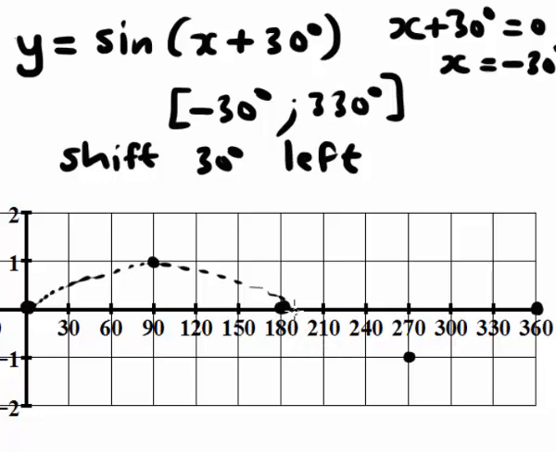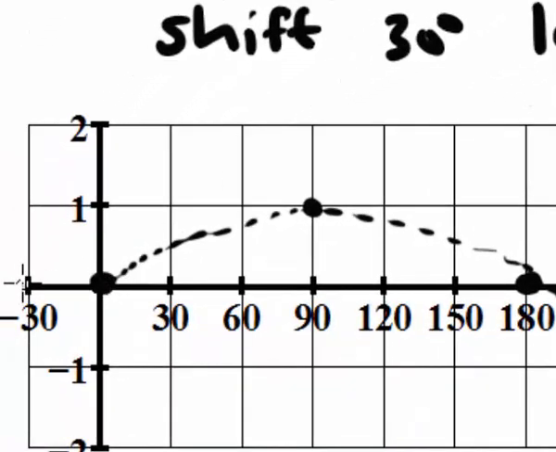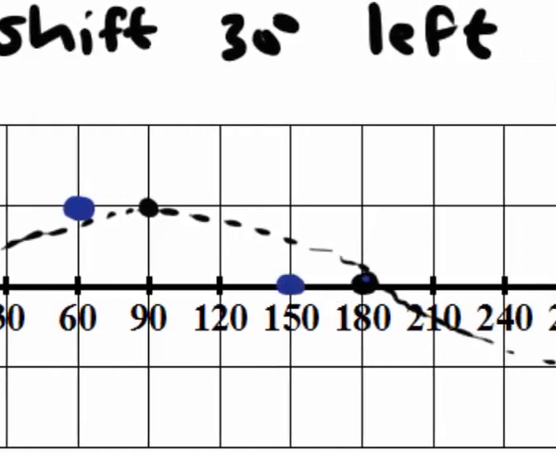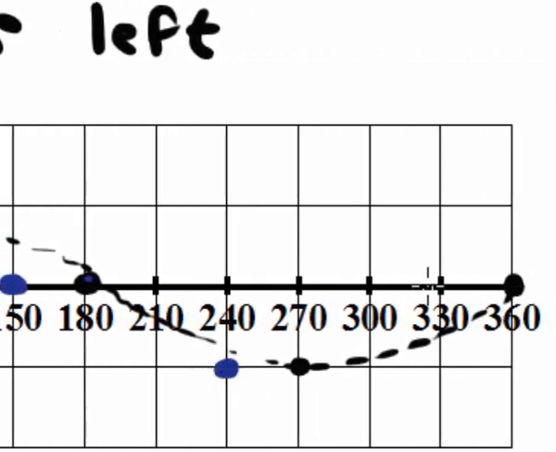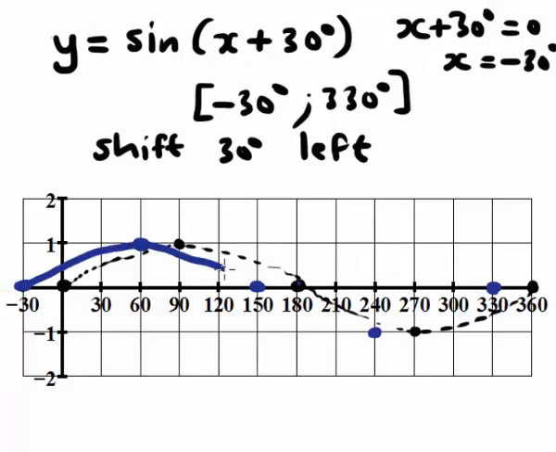What I'm going to do is use a different color firstly. This point is shifting 30 degrees to the left. That point shifts 30 degrees to the left. This one, 30 degrees. That one, 30 degrees. And this one, 30 degrees. So you have a horizontal shift. Your sine curve shifts 30 degrees to the left. And notice it's from minus 30 to 330.